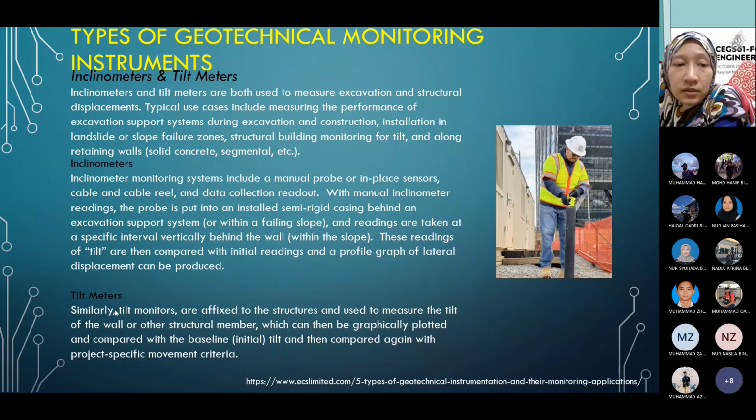And the next is tilt meters. What is a tilt meter? It's similar to the inclinometer, but we can see how it changes in direction. For example, tilt meters are affixed to structures and used to measure the tilt of a wall or other structural member, which can then be graphically plotted, compared with the initial baseline, and compared again with the project-specific movement criteria. So this is quite similar.